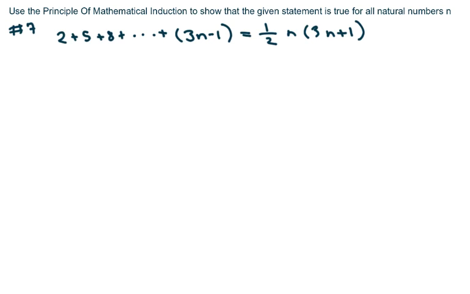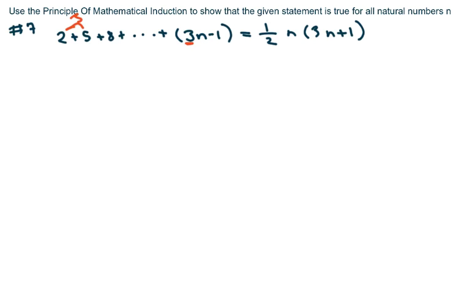Hey everyone, we're doing another arithmetic sequence, mathematical induction, to show that the given statement is true for all natural numbers. It's arithmetic because our common difference here is 3, and you see the 3 right here. That's going to help us when we add the next term.